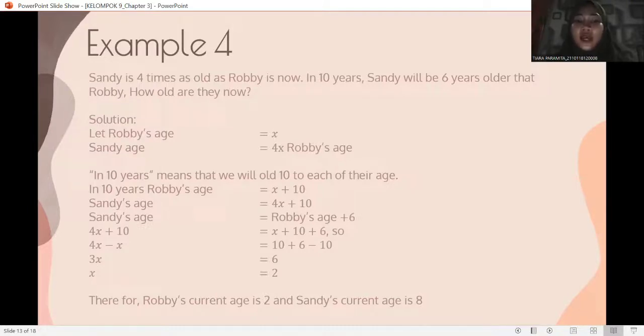Sandy's age is Robbie's age plus 6. So 4x plus 10 equals x plus 10 plus 6. So 4x minus x equals 10 plus 6 minus 10. 3x equals 6. So x is 6 divided by 3, which is 2. Therefore, Robbie's current age is 2 and Sandy's current age is 8.